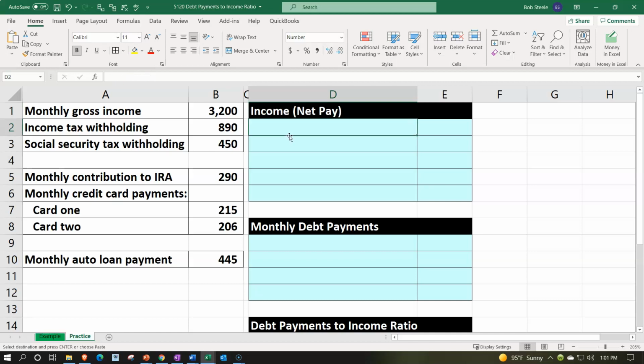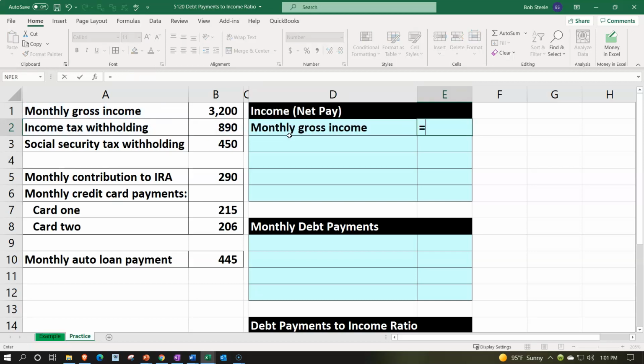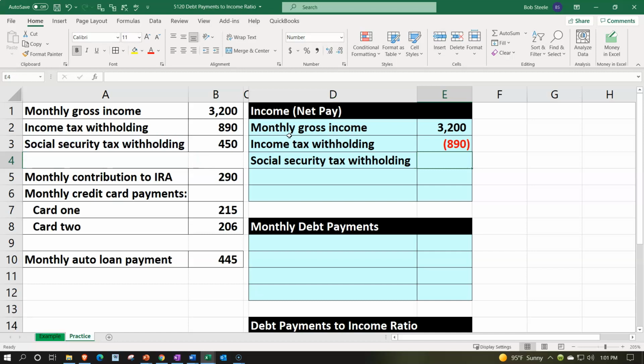Okay, so we're going to be taking the monthly gross income, which is going to be equal to the 3,200, and then I'm going to take out the withholdings to get to basically our pay after the withholdings. So what would actually hit our bank account. I'm going to use these as a negative, so I want these to show up as a negative. So instead of equals, I'm going to say negative of the 890. And then this is going to be equal to the Social Security. I want this to be reflected as a negative, so I'm going to say negative of the 450.